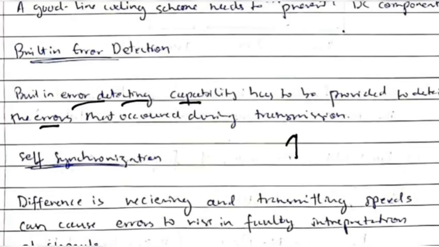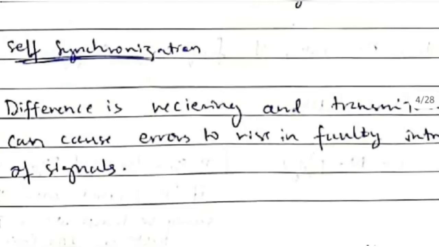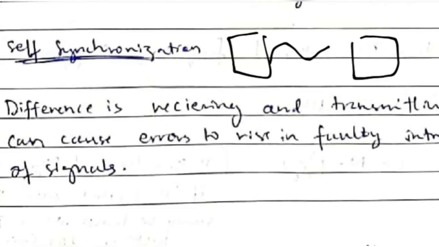Okay, so there should be built-in error detection and correction service. Okay, the next one is self synchronization. What do you understand by the term synchronization? That means between the receiver and the sender, the speed should be synchronized. Whatever speed it's sending, that should be the same speed of receiving. Otherwise it can cause faulty interpretation of the data sent.